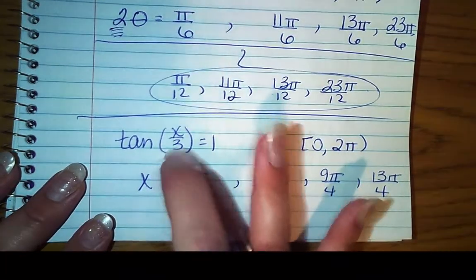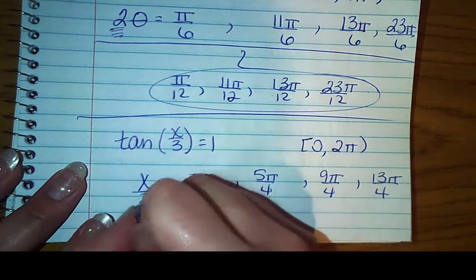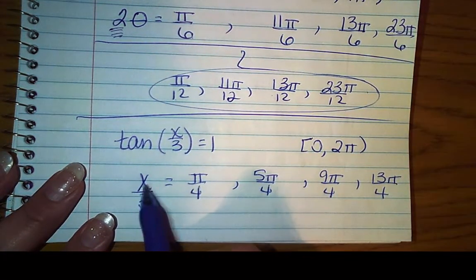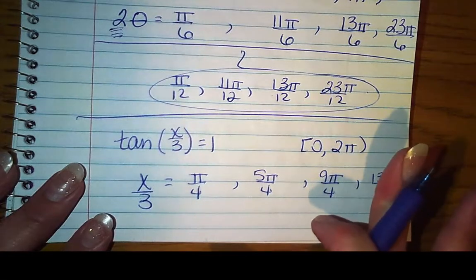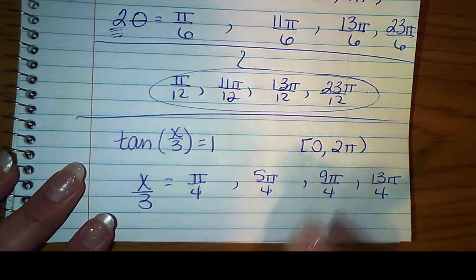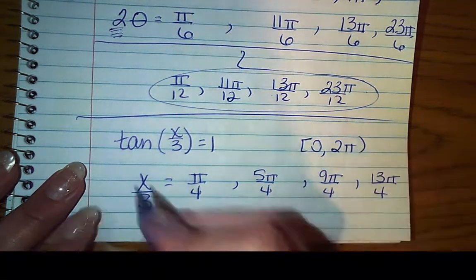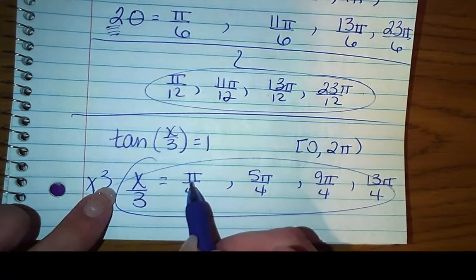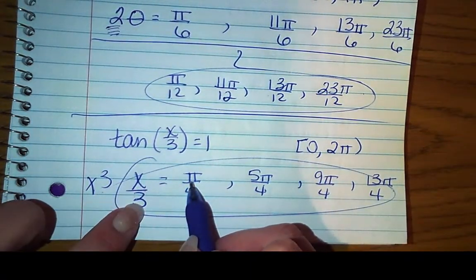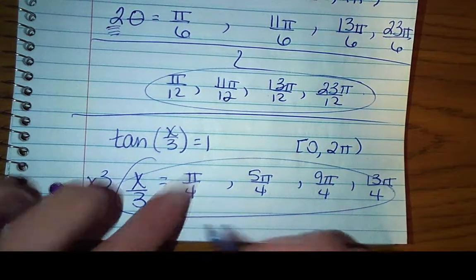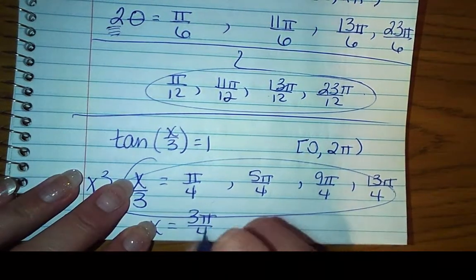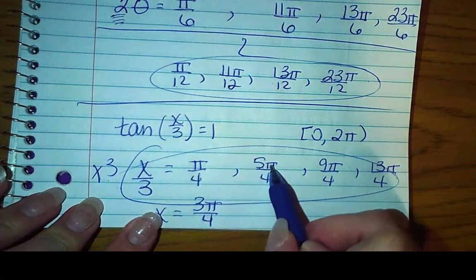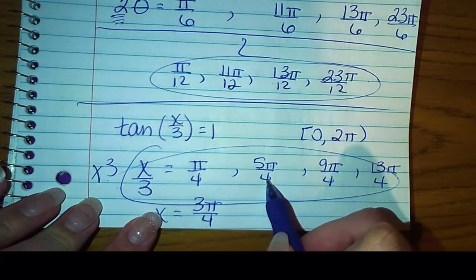But that's not the angle measure I'm working with. I'm working with x over 3. So how do I resolve that? If I want to solve for x, I would multiply everything by 3. And then just take the ones that land me in this restriction. So multiply by 3. So 3 times x over 3 gives me x. So 3 times this gives me 3 pi over 4. I'm within 1 lap, so he's good. Multiply this by 3, I get 15 pi's over 4.